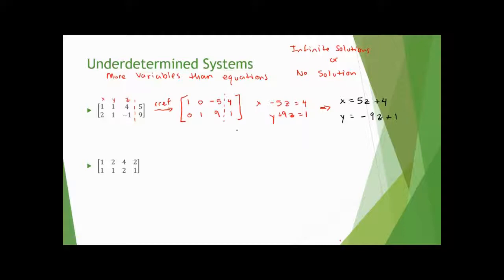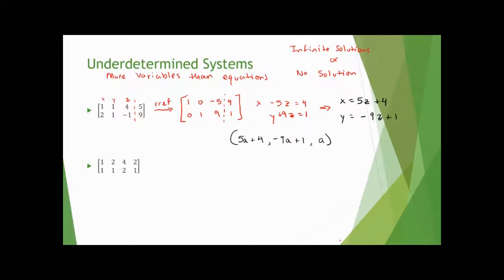And so they would write their solution as 5a plus 4, negative 9a plus 1, and then a as the last one, meaning that z, and they use a instead of z. But whatever a is, you can pick a to be 0, that will give you a working solution. Pick a to be 2, you plug it in, that gives you another solution. So your solution depends on whatever that a is, which is the z variable, and then x and y are picked based off of that. So that's how the book writes the solution.